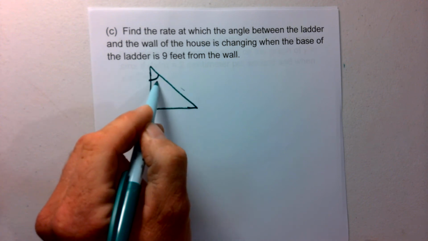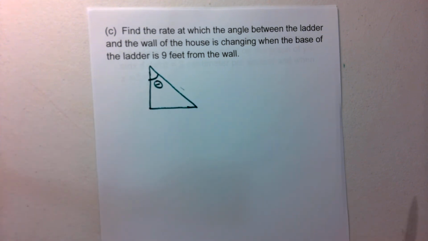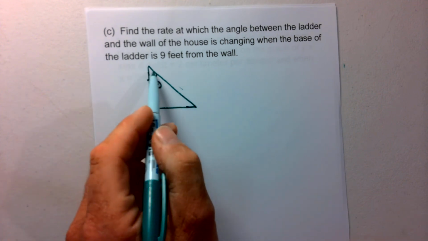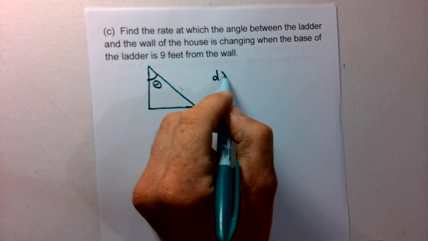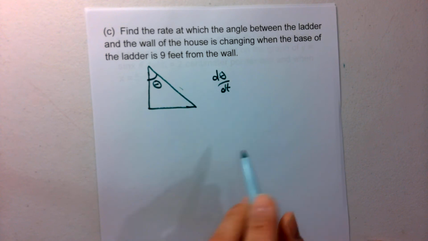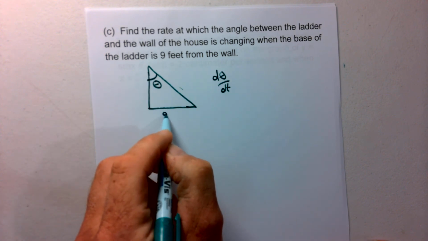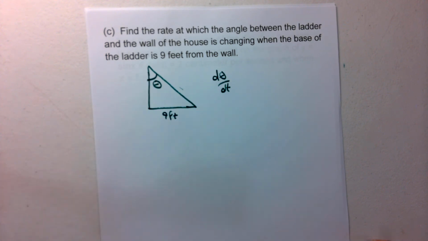So we're looking at this here. We'll call it theta. We're looking at the rate at which that angle is changing. So we're looking for d theta dt when that ladder, again, is 9 feet from the wall. So we could pull all that information from part A. Notice how everything's kind of building upon itself.